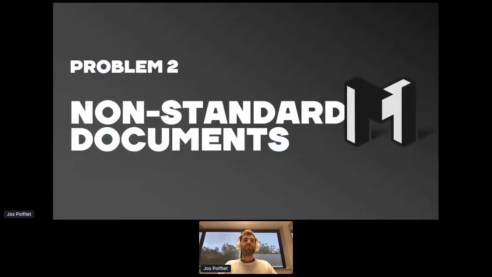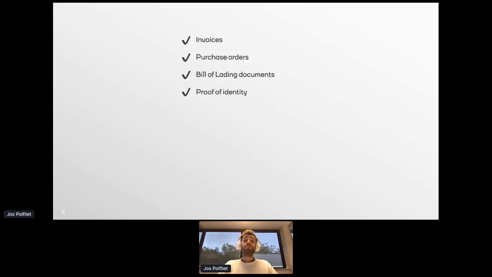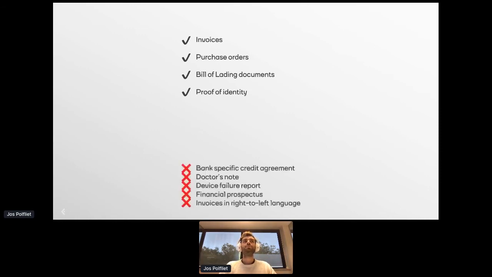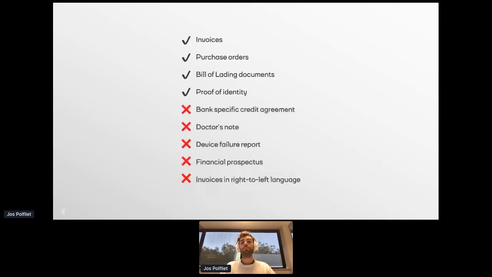So that's a good case when you have a standard document and your model is trained on the document that you receive. But depending on your application, that might not be the case. You might have something that's completely new. For example, you might have an application with support for invoices, purchase orders, bills of lading and so on, but that doesn't really serve all customers. Maybe a customer wants to use it in a different way and wants a bank specific credit agreement, for example, or a device failure report, something that's not yet pre-trained.